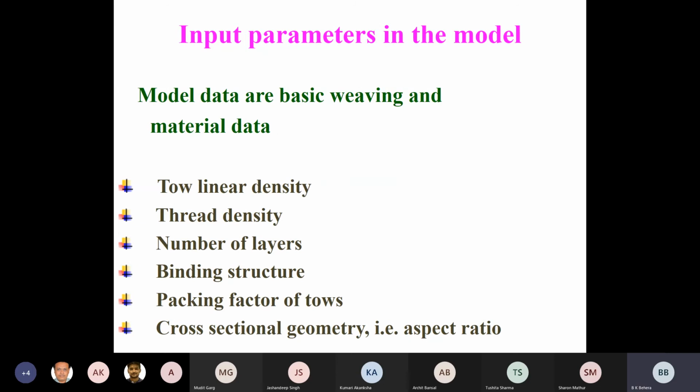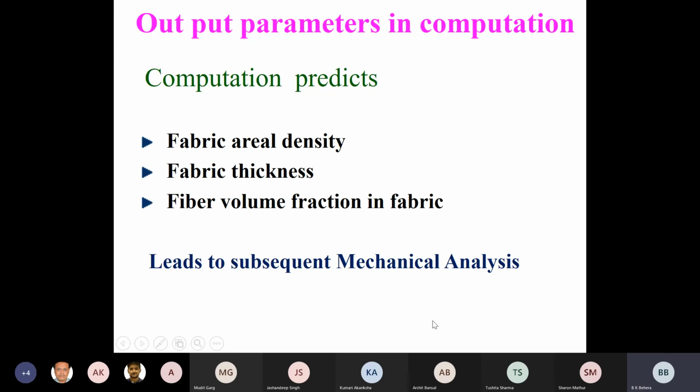So the input parameters to the model are linear density, thread density, number of layers, binder structure, packing factor of the yarns, and cross-sectional geometry, that is aspect ratio. What do we want to compute? What are the output parameters? We want to compute these three: fabric areal density, fabric thickness, and fiber volume fraction. You can put any symbol to these three.